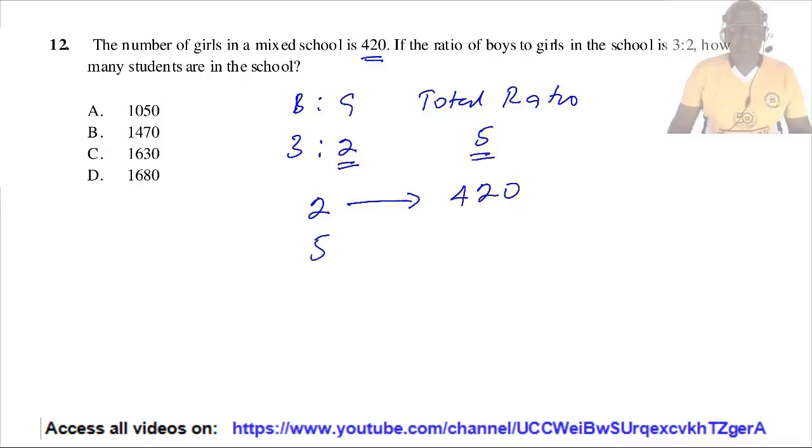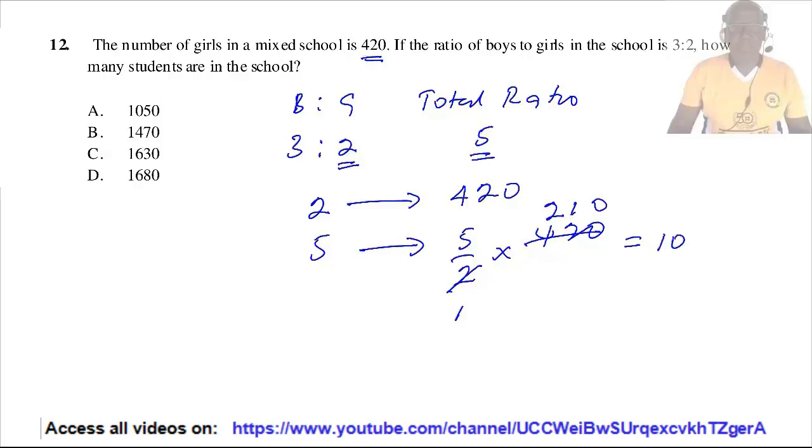So 5 will give us more. If more, we multiply. So 5 divided by 2 times 420, which equals 1050. So the answer is A.